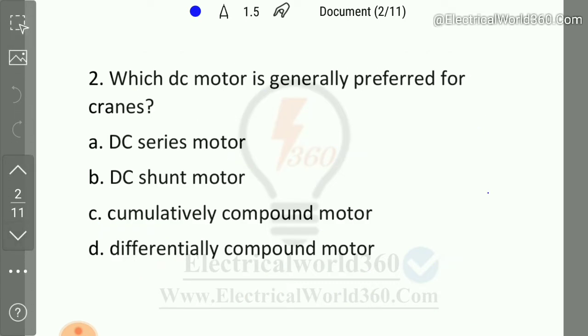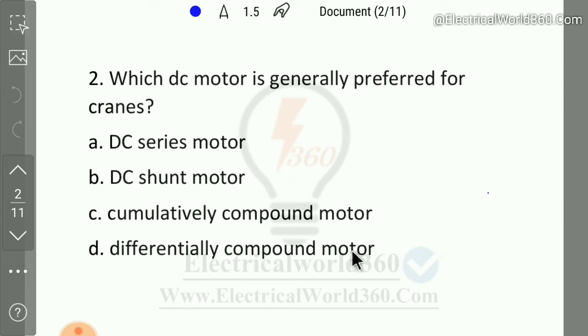So this is the question number 2. Which DC motor is generally preferred for the cranes? DC series motor, DC shunt motor, commutatively compound motor, differentially compound motor.